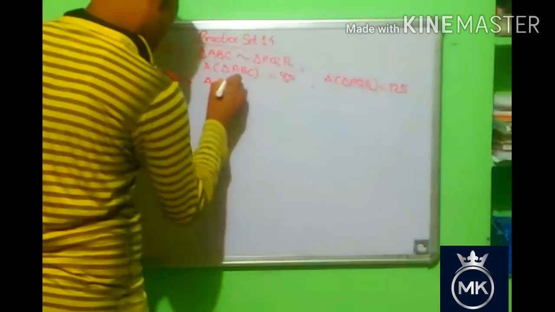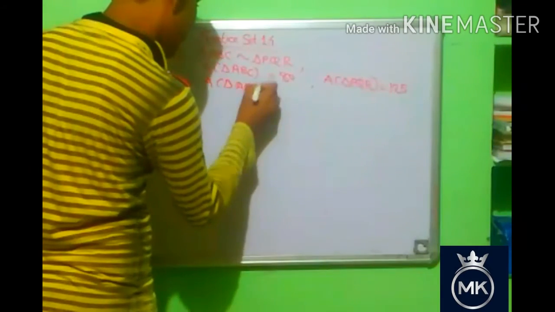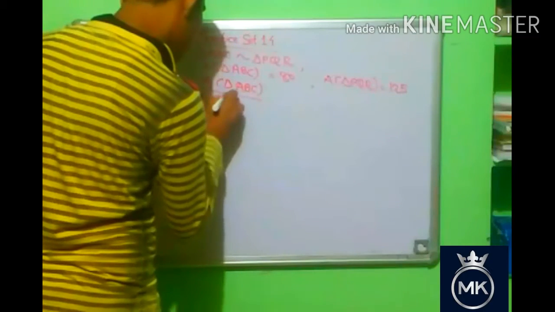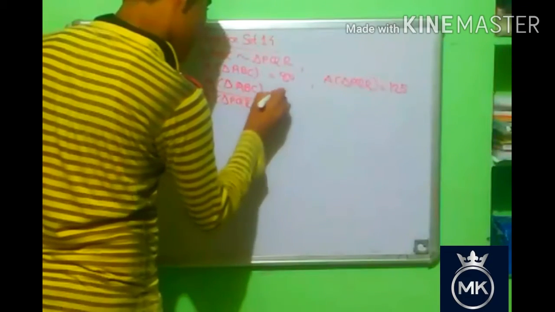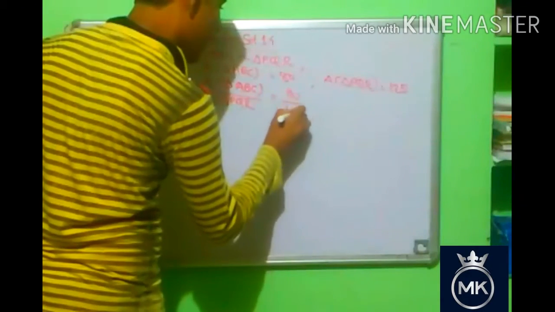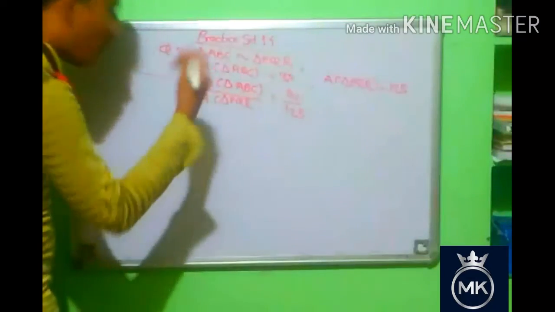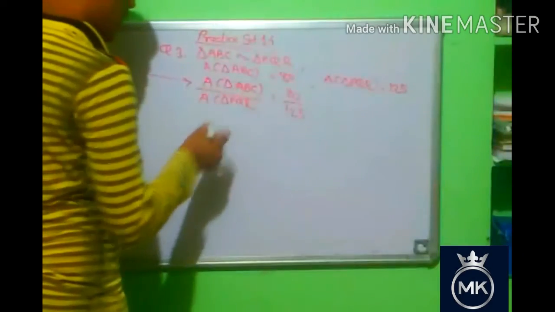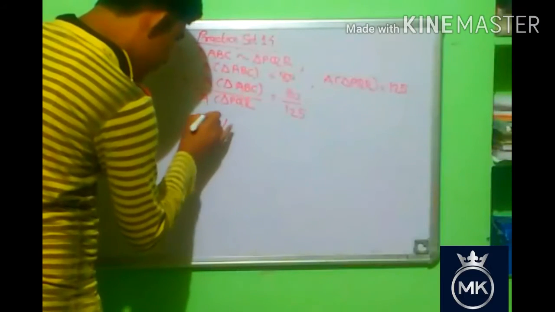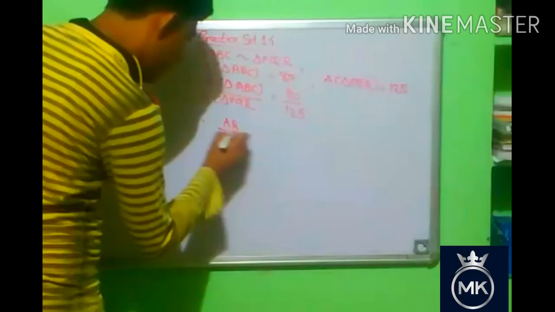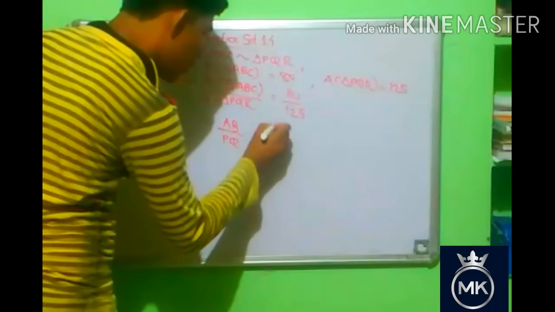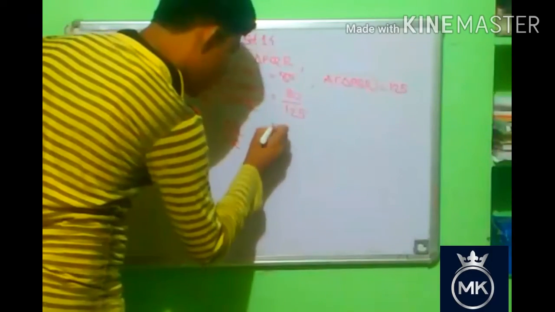So we are given area of triangle ABC by area of triangle PQR is equal to 80 by 125, and only two steps are given here. This is the first, and second is: therefore AB by PQ is equal to, and we fill the boxes.